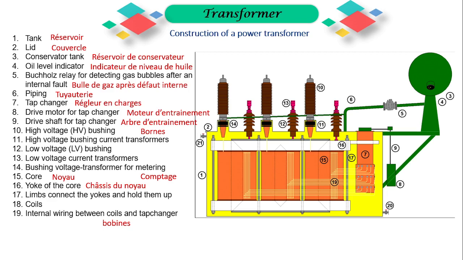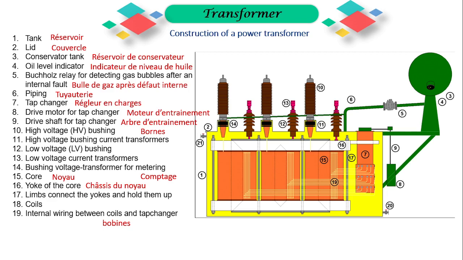11. The high voltage bushing current transformers measure current with high voltage bushings. 13. Low voltage LV bushing provides low voltage connections. 14. Low voltage current transformers measure current with low voltage bushings. 15. Bushing voltage transformer for metering measures voltage for metering and protection.